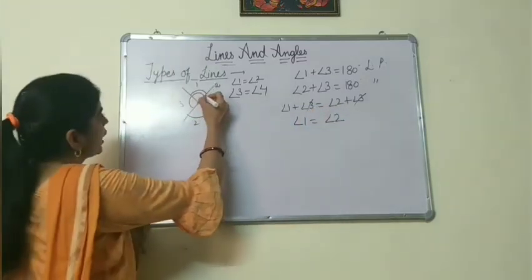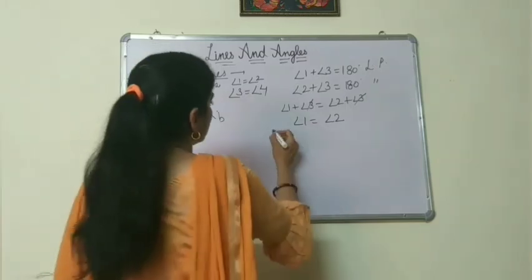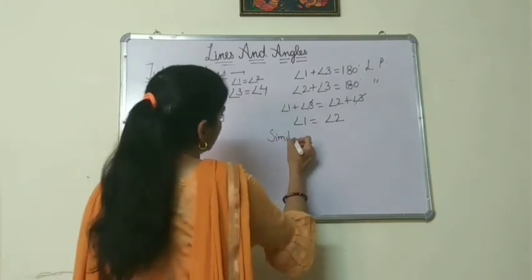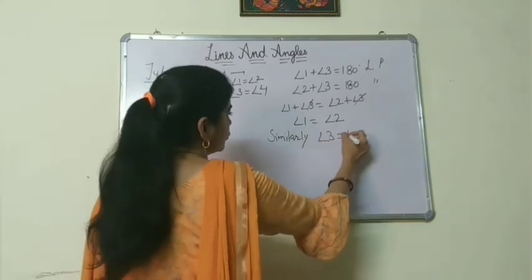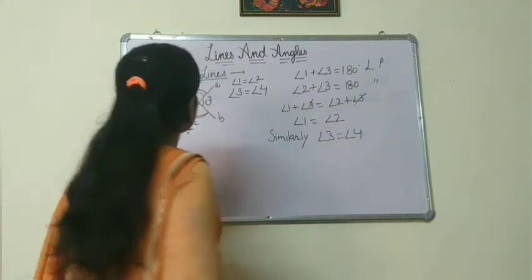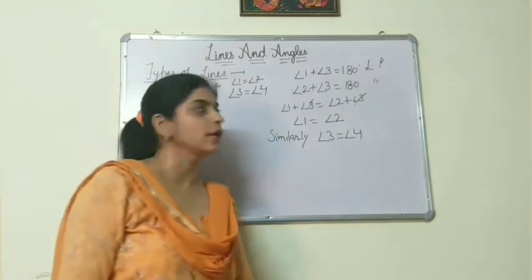So we have proved that angle 1 is equal to angle 2, and similarly we can show angle 3 is equal to angle 4. So we can say that vertically opposite angles are always equal.